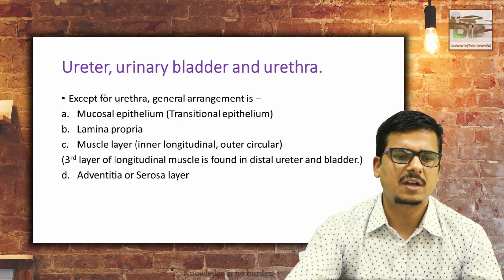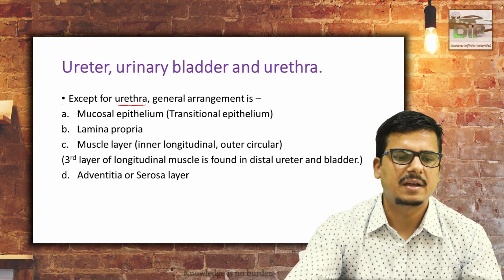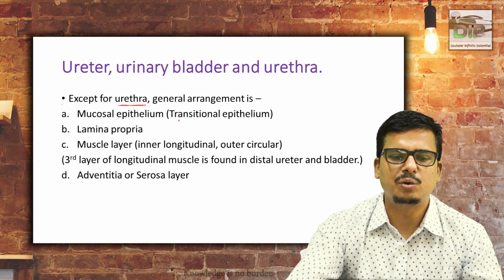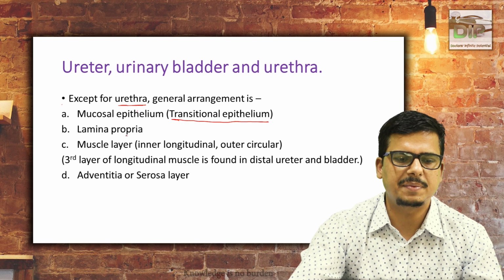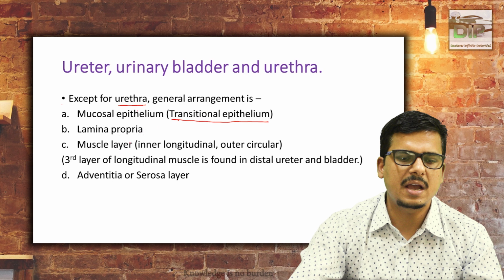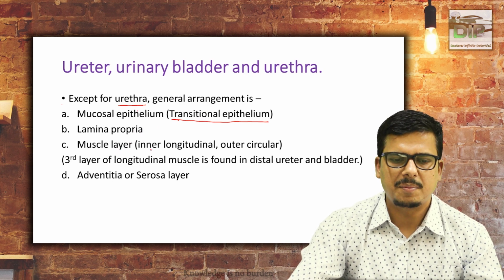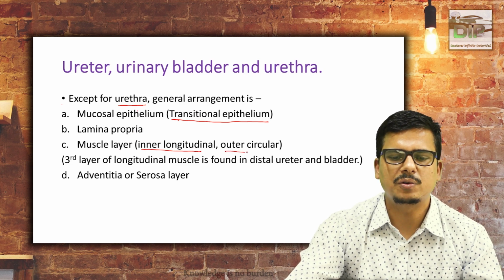In all these structures except the urethra, the general arrangement is that the innermost is the mucosal epithelium, which is lined by urothelium. Another name for urothelium is transitional epithelium. The next layer is the lamina propria, the connective tissue layer. Then there is the muscle layer, where the inner muscle is longitudinal and the outer one is circular.